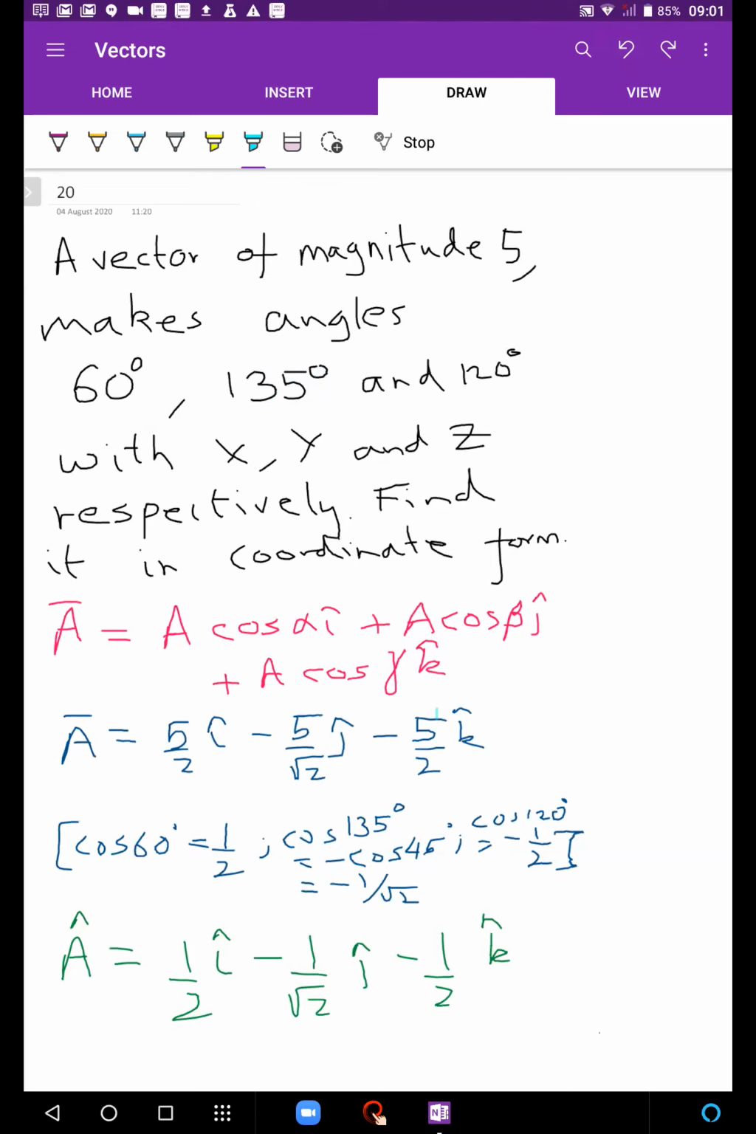A cos gamma. Again, A is 5. Cos gamma, gamma is 120. Cos 120 is negative of half. तो ये हो जाएगा 5 into minus half, minus 5/2 k cap. अब समझ में आ रहा है कहाँ से आ रहा है ये सब? ओके.